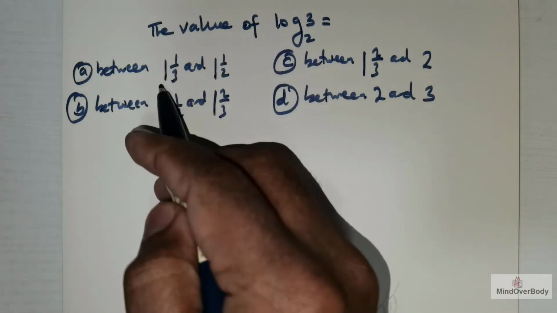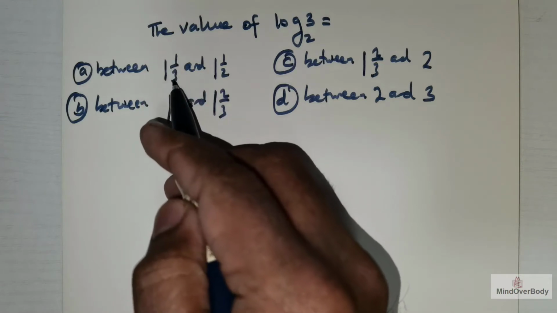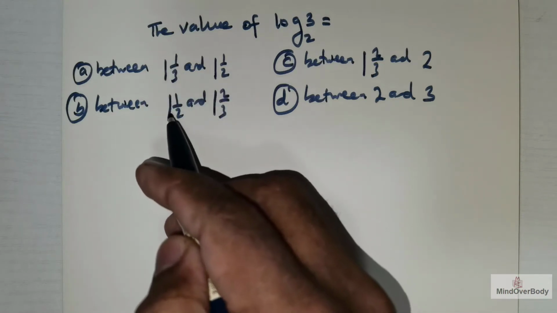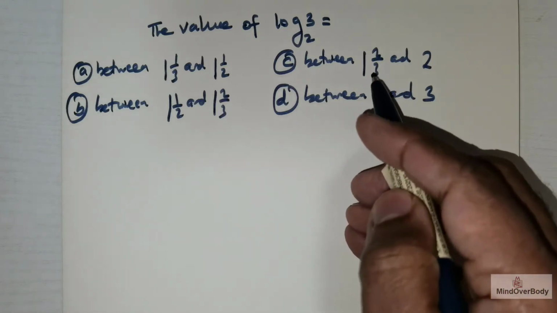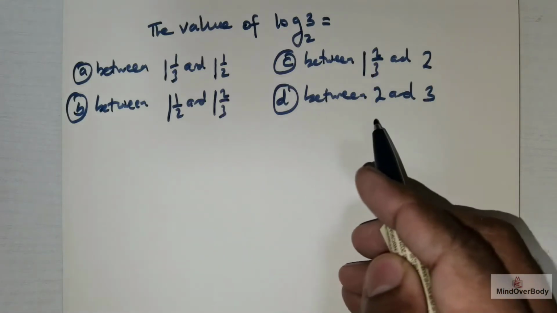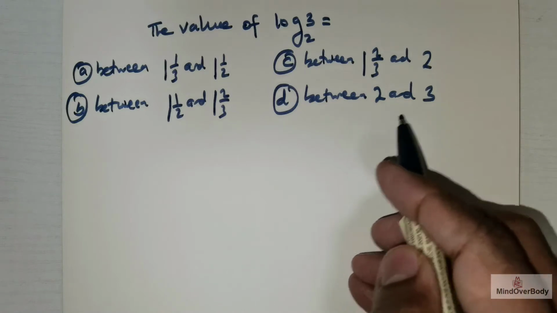The first one is it's lying between 1 over 3 and 1 over 2. The second one is 1 over 2 and 2 over 3. The third one is 2 over 3 and 2. And the final one is 2 and 3.